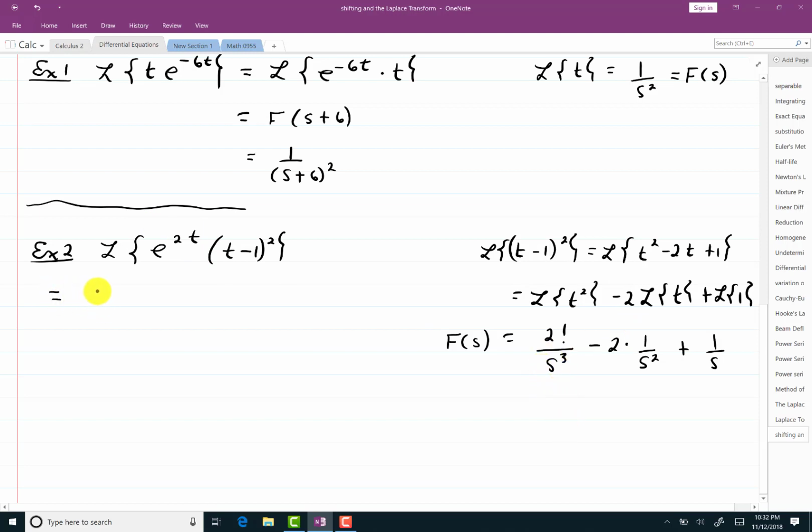So this equals 2 factorial. I'll leave it there just so you know where it comes from later on. But instead of an s, I'm going to shift to s minus 2. This is, if you will, a shift to the right 2 units. Minus 2 over s minus 2 squared plus 1 over s minus 2.